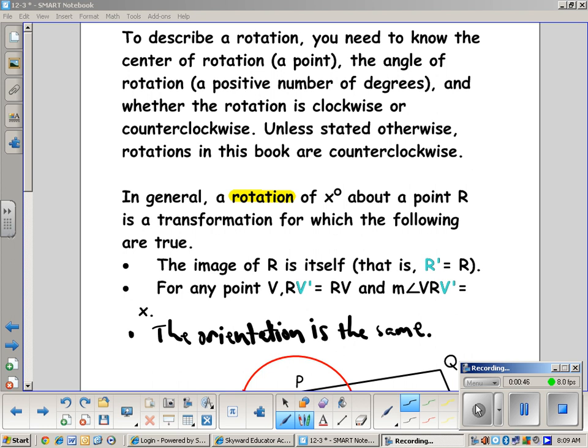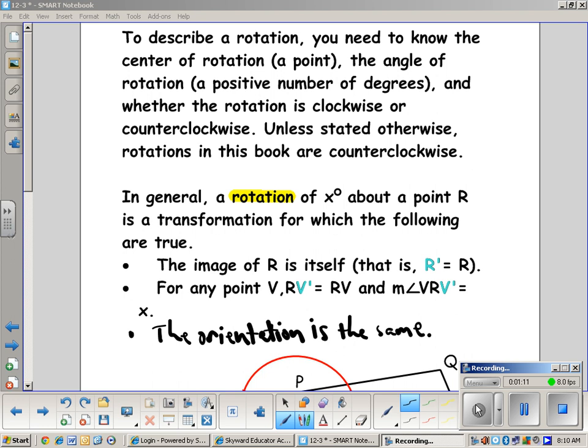Rotations, again, it's hard to have a clear definition, just as it was for translations, but we want to understand some properties about them, try to understand what they mean, and we'll describe them the best we can. When we rotate, we'll have a center of rotation, kind of like the sun is the center of the Earth's rotation, right?